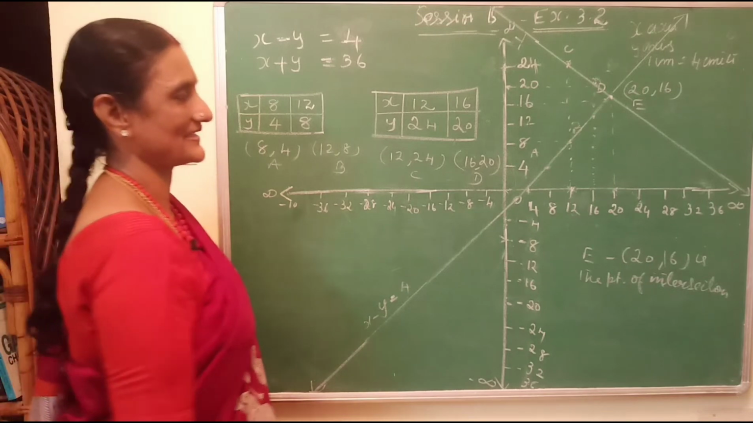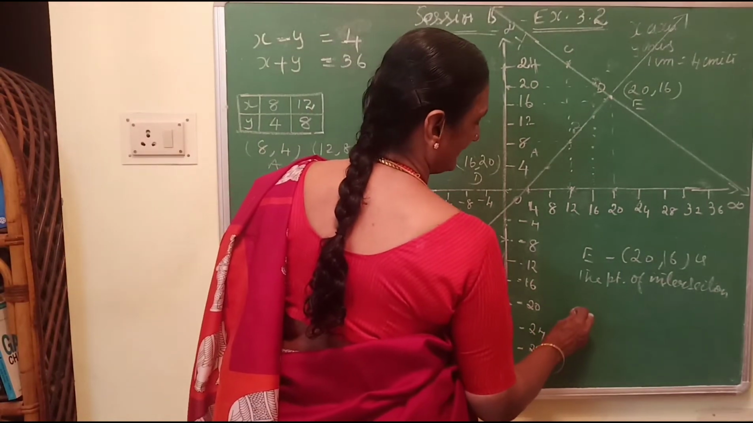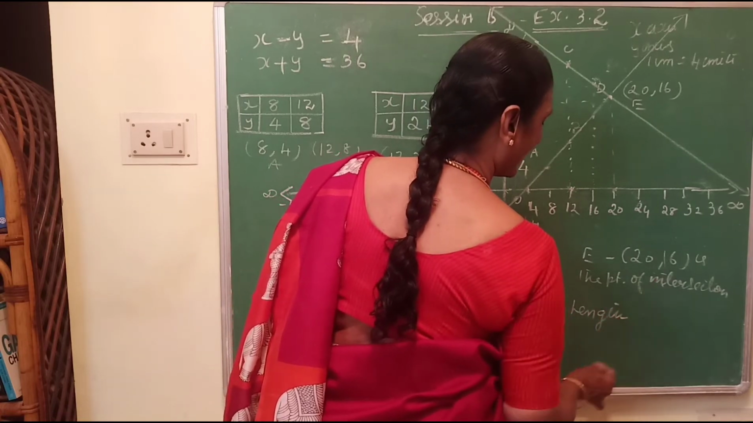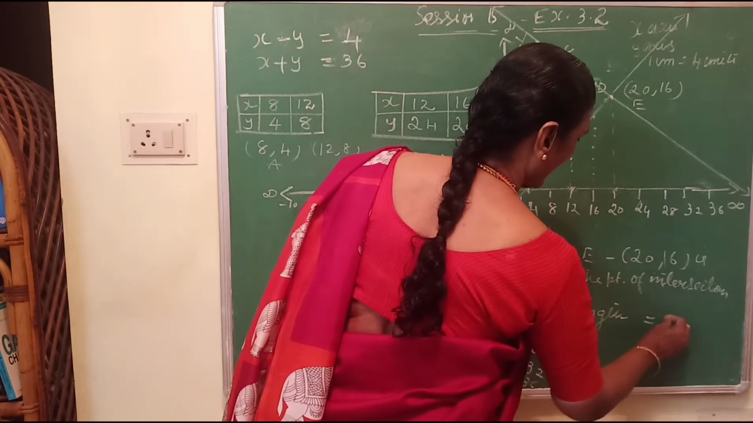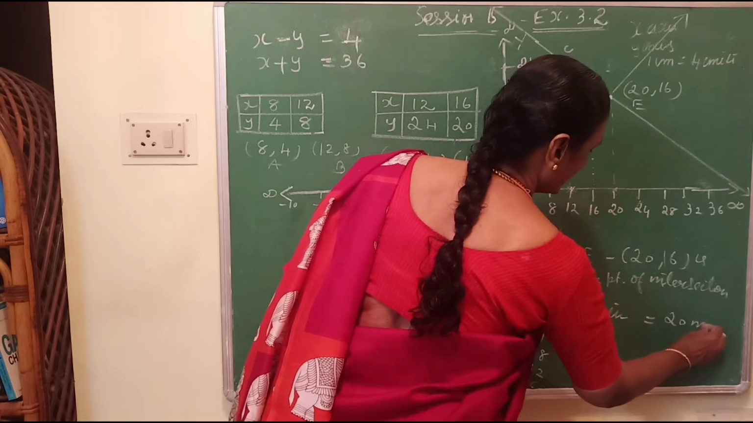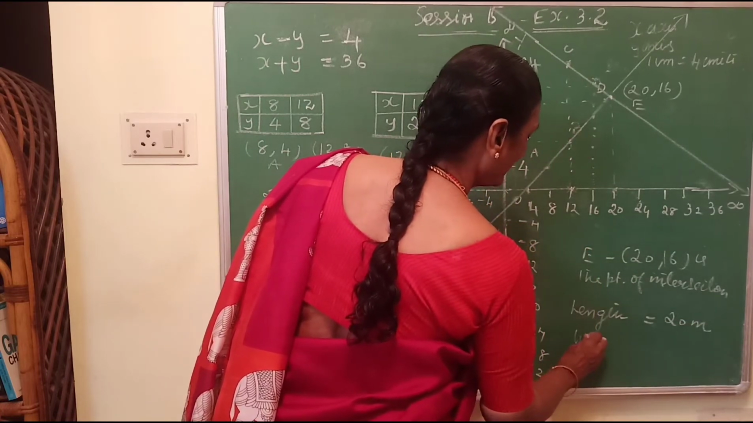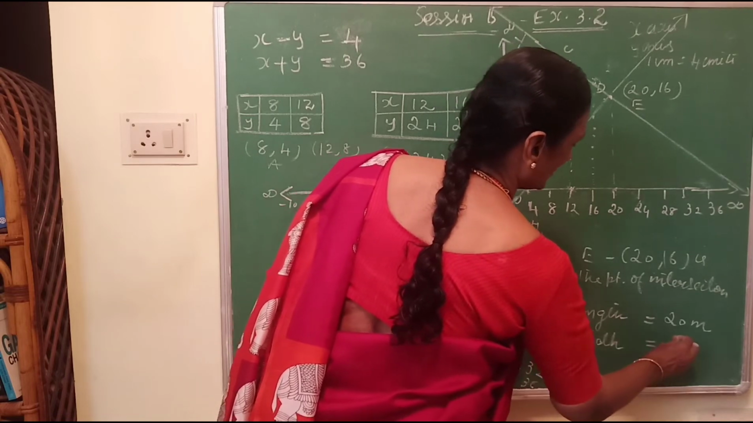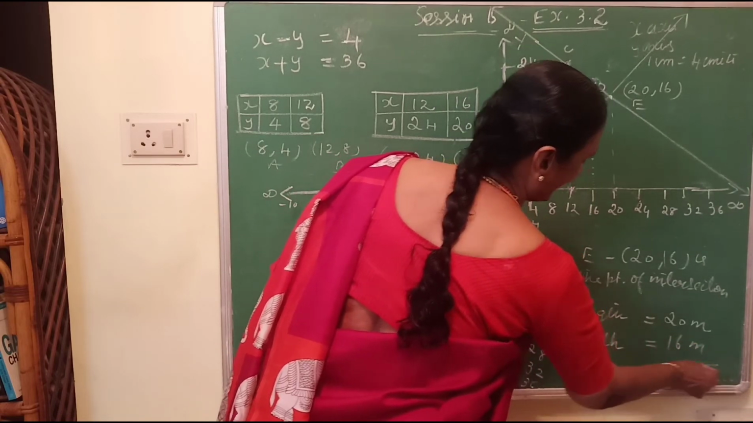What is your x? X is the length. Therefore, you should write the length of the rectangular garden or field or whatever it is. Length is 20 meters, and then the width is given to be y. So the width is equal to 16 meters, you should write.